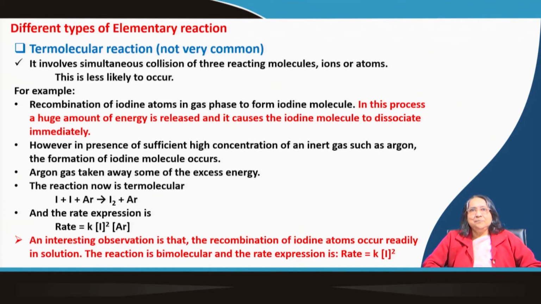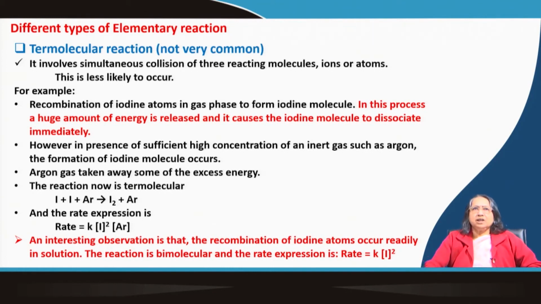So, that is also a gas phase reaction, but when it gives iodine, in this process a huge amount of energy is released and it causes the iodine molecule to dissociate immediately. That means the reaction will not occur. Okay. I plus I giving I2, this reaction theoretically is possible, but it will not occur because once it is formed, it releases a huge amount of energy and that energy will cause them to fly apart. That means the reaction will not occur.